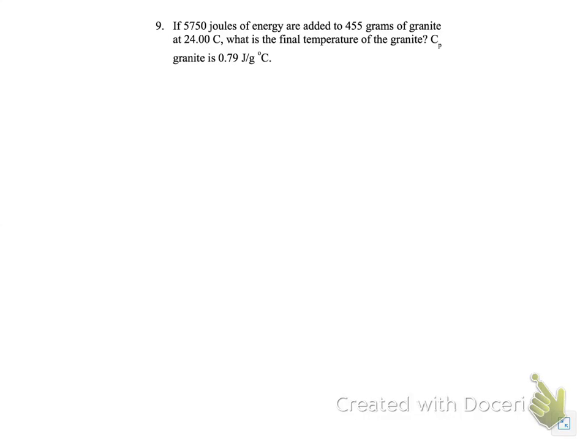For this problem, we are looking at 5750 joules of energy added to some granite at 24 degrees C. We want to know the final temperature of the granite, and we're given its heat capacity. So we're going to use Q equals MC change in T. We're told how much energy we have. We are trying to find the final temperature, so I think it's easier to say what's the change in temperature and then modify the starting temperature with that amount. So we're going to solve for the change in temperature.